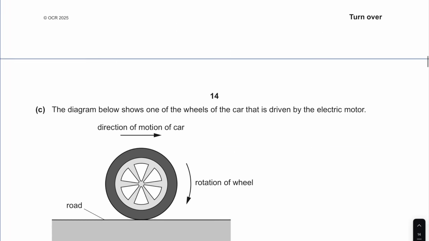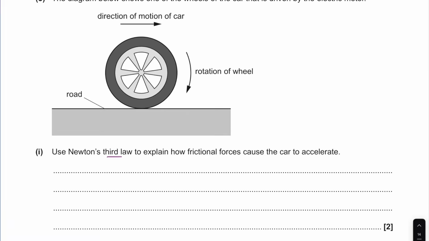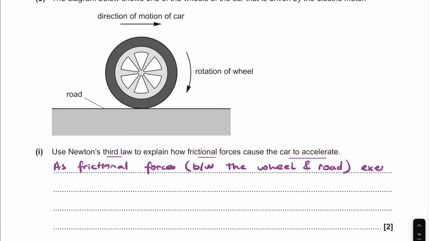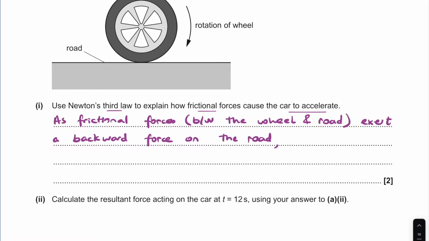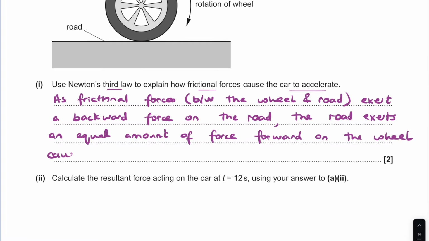Let's move on to part C, where we are given that the diagram below shows one of the wheels of the car that is driven by the electric motor. And using Newton's third law, we have to explain how the frictional forces cause the car to accelerate. So the frictional forces between the wheel and the road exert a backward force on the road, and the road will exert an equal amount of force forward on the wheel, causing it to accelerate.